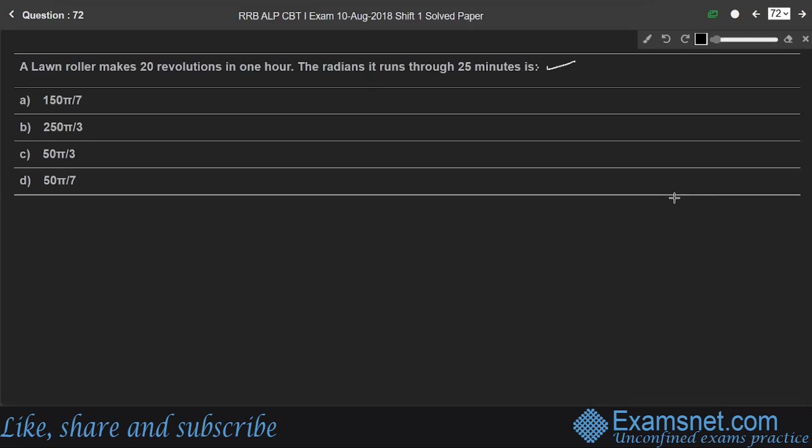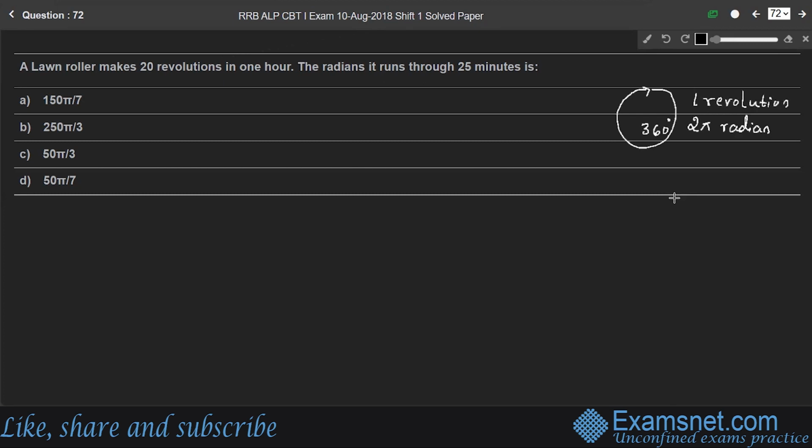Question number 72. A lawn roller makes 20 revolutions in 1 hour. The distance it runs in 25 minutes is. First we need to find how many revolutions it makes in 1 minute, and then the number of revolutions in 25 minutes. In one revolution, the angle made by the roller is 2 pi radian, which is 360 degrees.